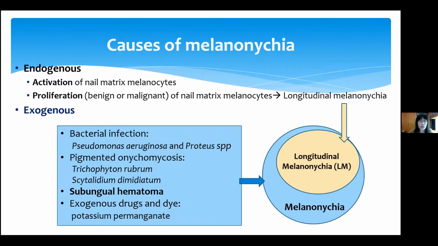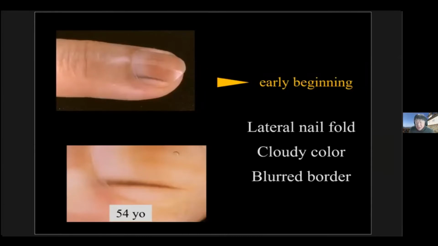The cause of melanonychia may be endogenous melanin. Here is another example. The pigmented band is situated laterally. Its color is rather cloudy and the border is blurred. Hyperkeratosis or dyskeratosis is not prominent in this case because this is in the early stage of the disease, as the pigmented band looks like a tapering triangle.